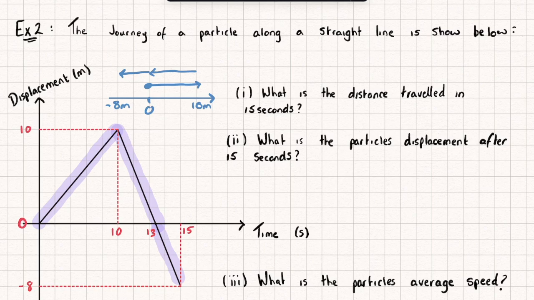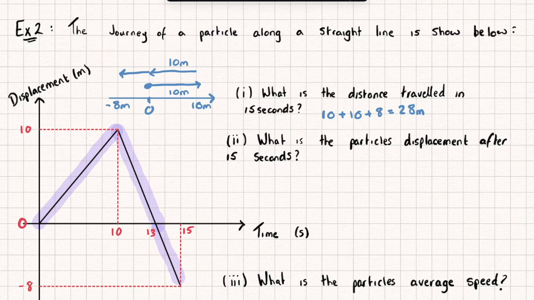So what is the total distance travelled? Well, it moved 10 meters to the right, 10 meters back to where it started, and then 8 more meters to get its displacement to negative 8. And so it's going to be 10 plus 10 plus 8, which means it's travelled a distance of 28 metres.